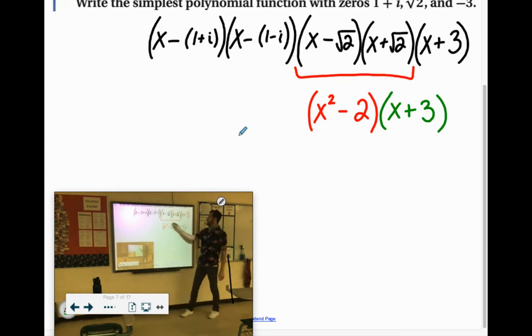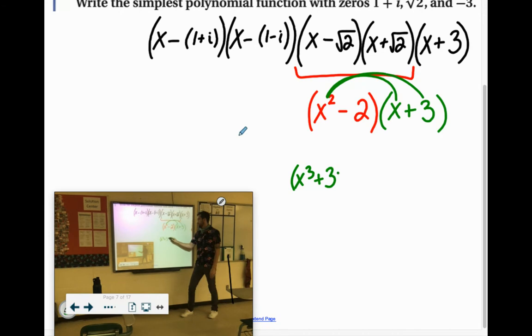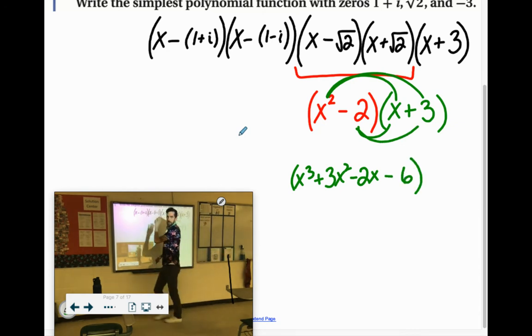So if we FOIL this out, x squared times x is x to the third power. x squared times 3 would be 3x squared. Negative 2 times x is negative 2x, and negative 2 times 3 is negative 6. That is done for now. We're going to come over here. Let's see what we can get done over here.